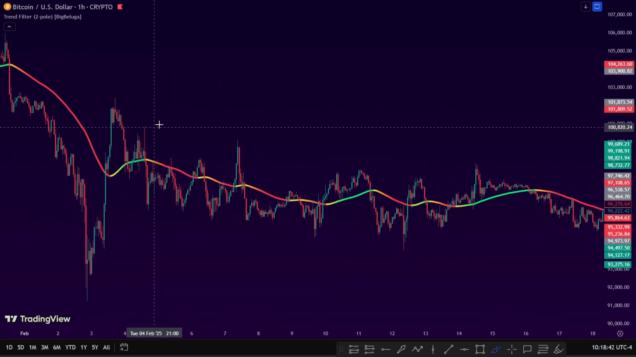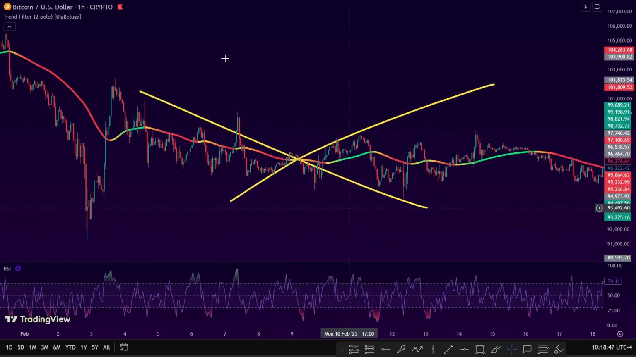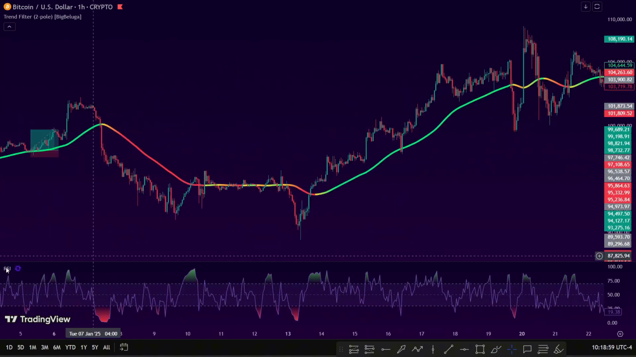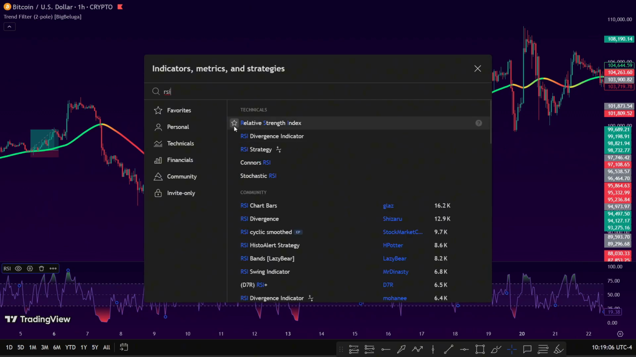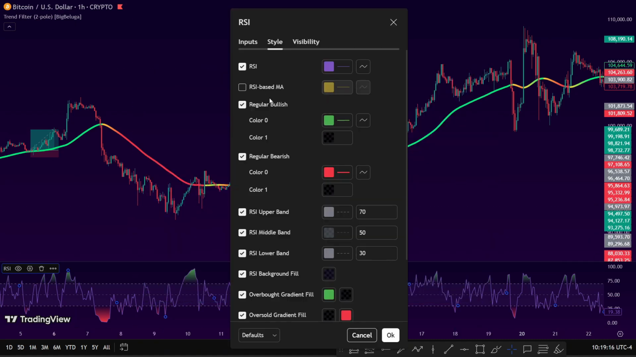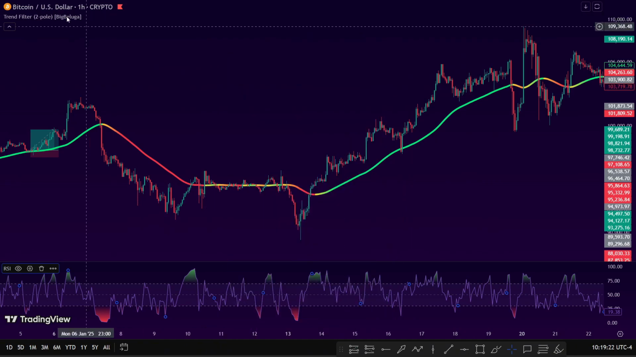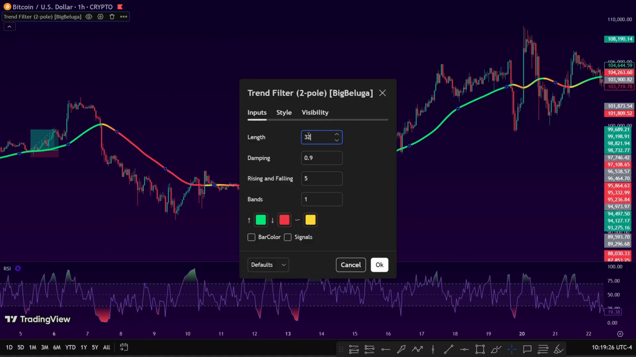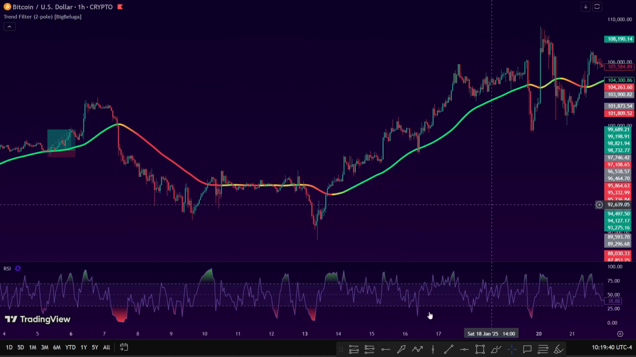To filter out this type of false signals, we use the second indicator, which almost everybody knows. The name of the indicator is RSI. To add this indicator, we write Relative Strength Index in the indicator tab, and we go to the settings. We just close RSI based moving average and make length 4, and I forgot its settings. We write here 32, 0.9, 5 and 1 in the style section. We close these 5 ticks, and so our setup is ready for now.